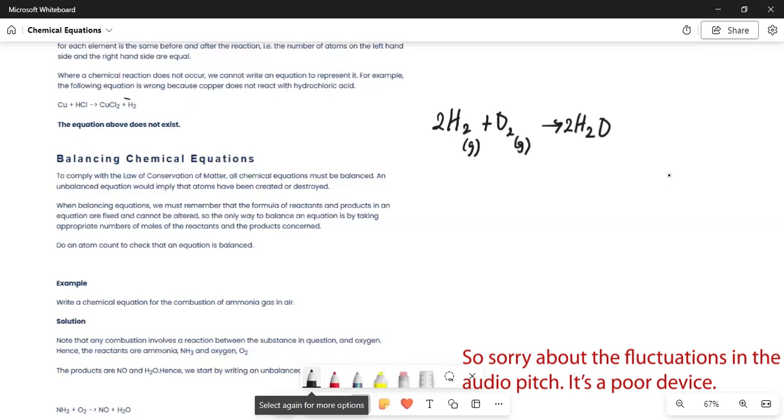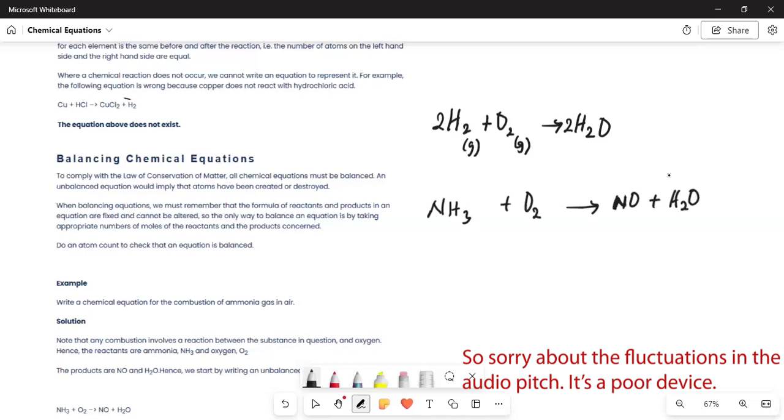So we have an example here. Write a chemical equation for the combustion of ammonia gas in air. Any combustion reaction has to do with the reaction between the substance in question and oxygen. Without oxygen, burning cannot happen. Combustion means burning. So when you see a combustion reaction, we are talking about a reaction between that substance and oxygen. So now the question says write the chemical equation for the combustion of ammonia gas in air. Ammonia is NH3, while oxygen is O2. Reacting the two of them together will give us nitrogen oxide and water.